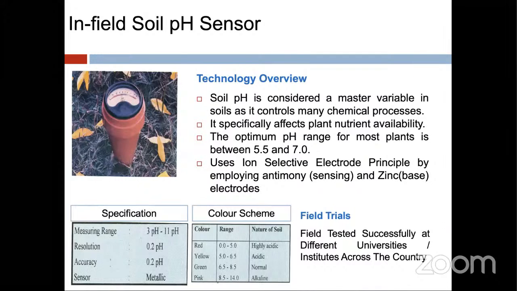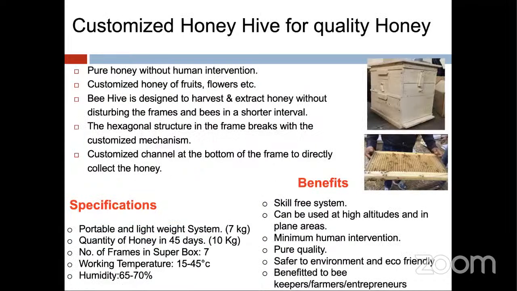This is a soil pH sensor, because the fertility of any soil depends upon the pH of the soil. For most plants, the pH is from 5.5 to 7, and it's a portable device. You just dig into the ground, and it will tell you the pH and whether it is suitable for your commodity or not. So it is a very portable, small device.